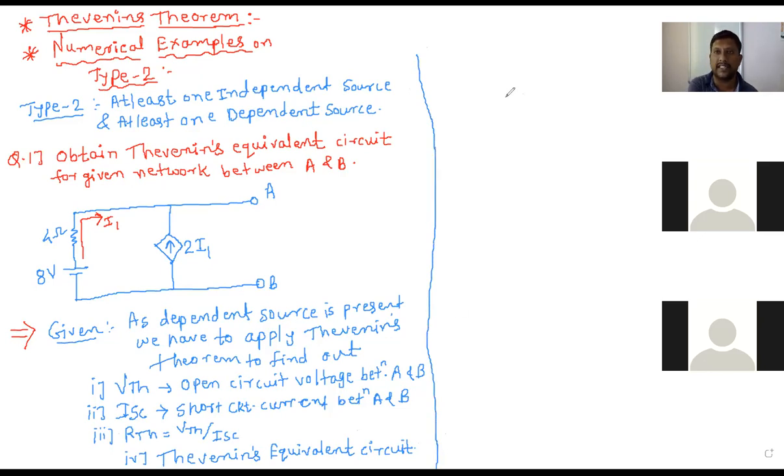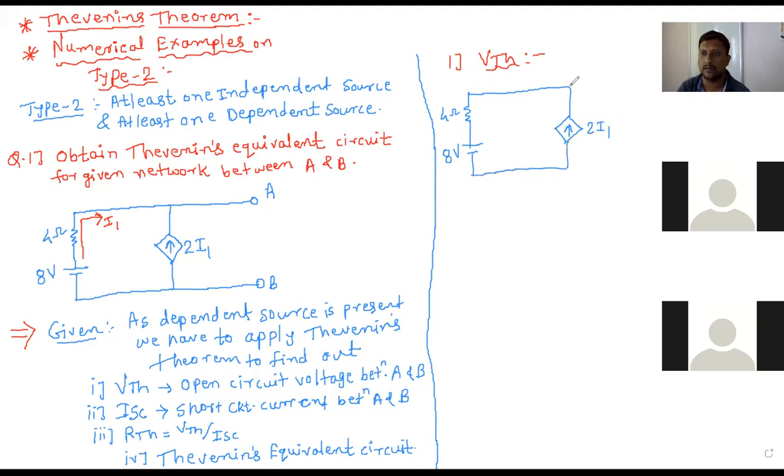Now we can start from VTH. Okay, first point will be VTH. So for that purpose, we have to draw the diagram again, and you have to mark the open circuit voltage between A and B as VTH. And then you can tell me which method we have to use to find out that VTH answer. So this is 8 volt, this is 4 ohm. This is 2 into I1. So between A and B, it is VTH.